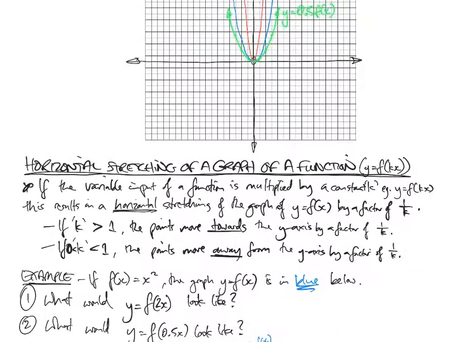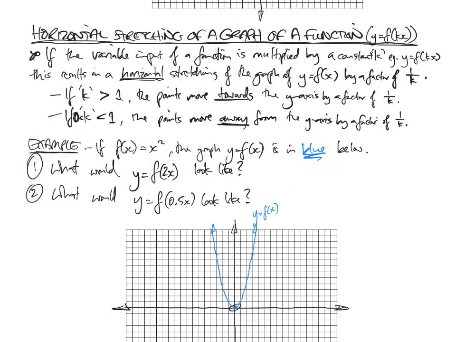Now we have to look at horizontal stretching. If the variable input of a function is multiplied by a constant k, so for example y is equal to the function of kx, the constant is timesing the variable, it's not timesing the whole thing this time. This results in a horizontal stretching in the graph of y is equal to f of x by a factor of 1 over k, so the inverse of k.